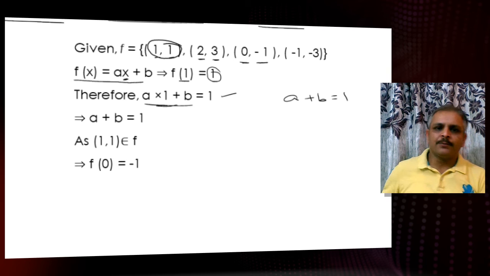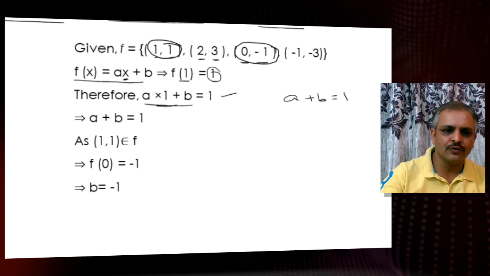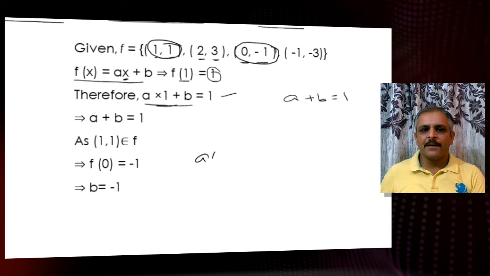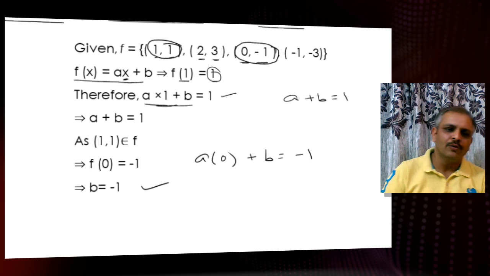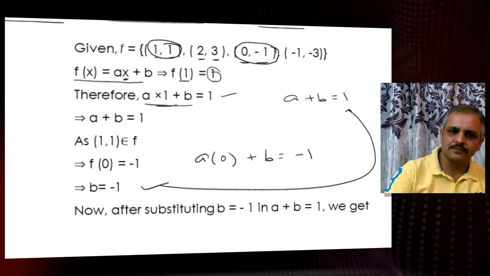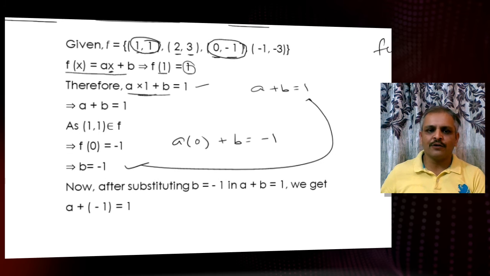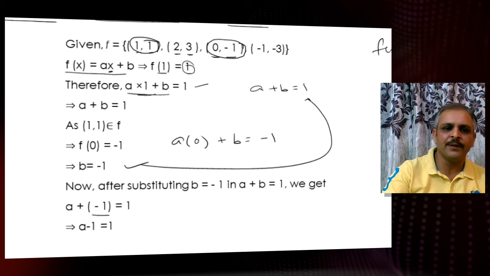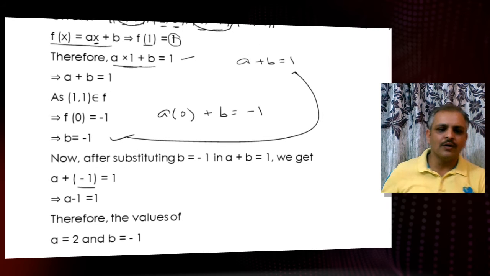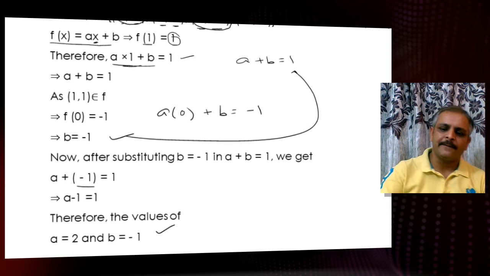For the second part, another point: here I have taken 0 comma minus 1. That means if I give the input x as 0, then the image will be minus 1. So let's put the input 0: a times 0 plus b is equal to minus 1, that means b is equal to minus 1. Now put the value of b in this equation. a plus b is equal to 1, we get a minus 1 equals 1. So the value of a will be 2 and b will be minus 1.